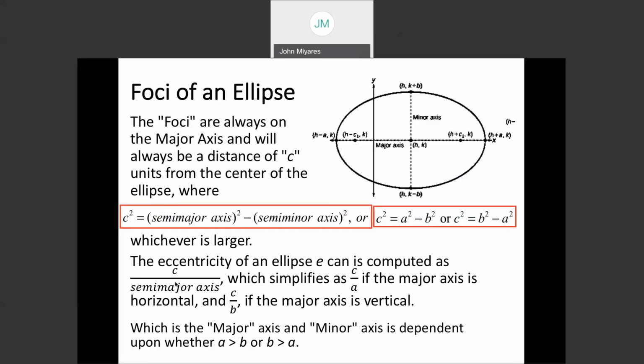On a test, you probably will not have to do anything involving eccentricity, but on the homework, there are some questions on it, which is why we're going to introduce it here.